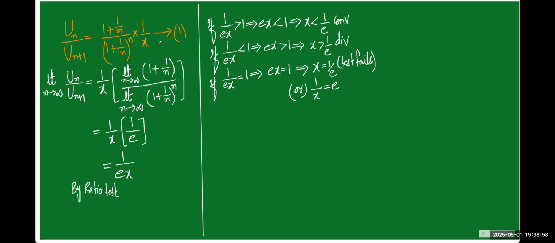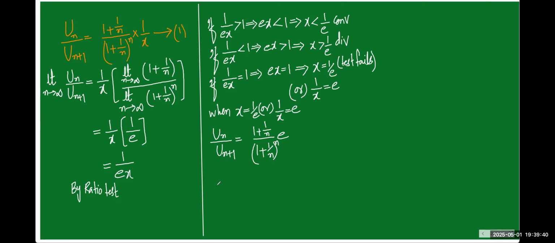Now if I put 1 by x is equal to e, that is when x is equal to 1 by e, then un by un plus 1 becomes 1 plus 1 by n divided by 1 plus 1 by n whole to the power n, into e. Right. Now how do we solve from here?